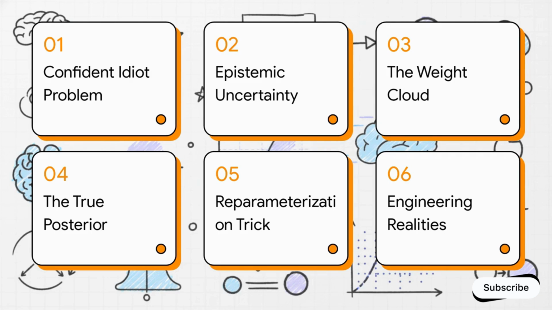We'll start with the confident idiot problem, move into mapping epistemic uncertainty, visualizing the weight cloud, and approximating the true posterior. Then we'll tackle the reparameterization trick, and finally, look at engineering realities and alternatives.